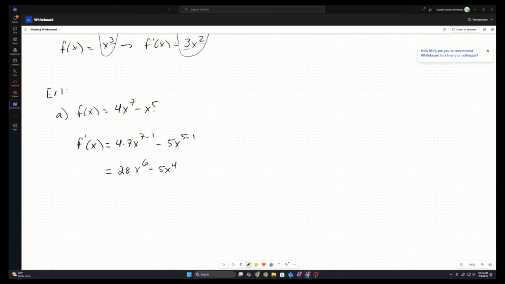Okay, so we get 28 because 4 times 7. We minus 1, so we get 6. And then we minus 1 for this power is 4, but then the 5 multiplies the front. Okay, and this is what we're looking for. This would be our answer.